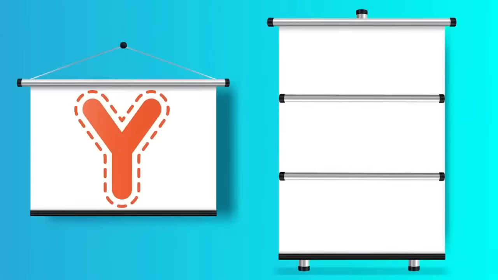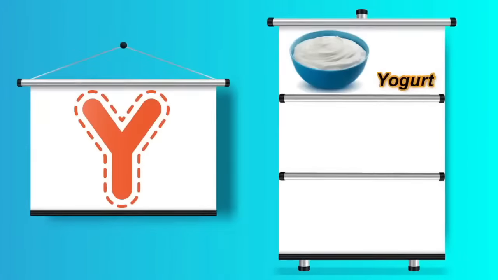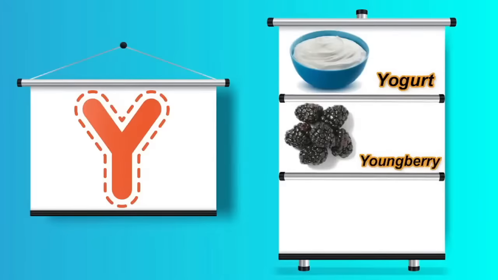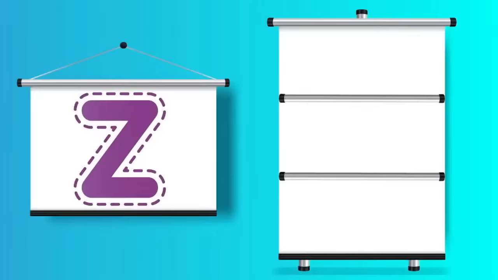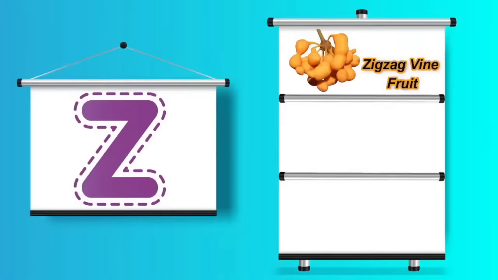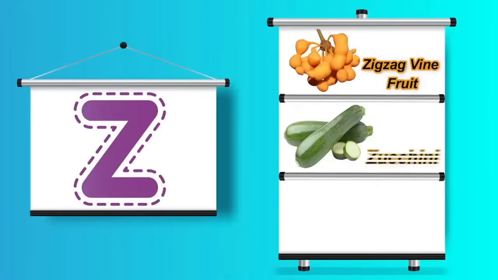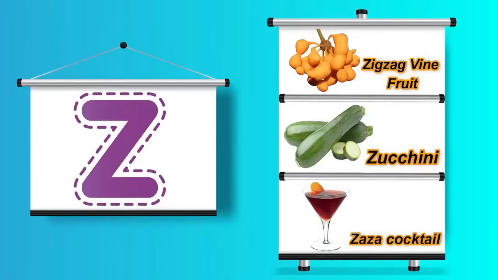Y. Yogurt. Young berry. Yam. All begin with the letter Y. Z. Zigzag, flying fruit. Zucchini. Zaza cocktail. All begin with the letter Z.